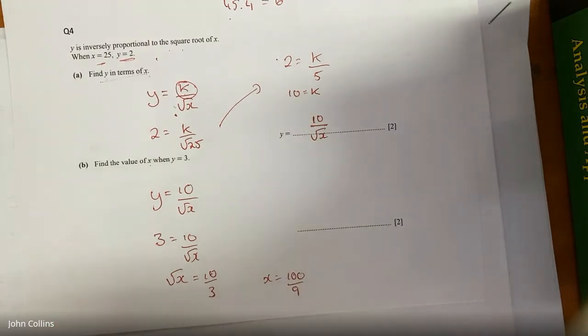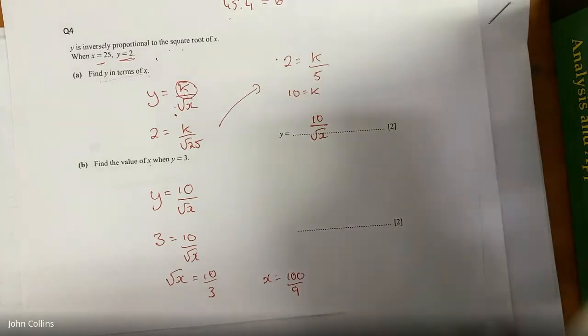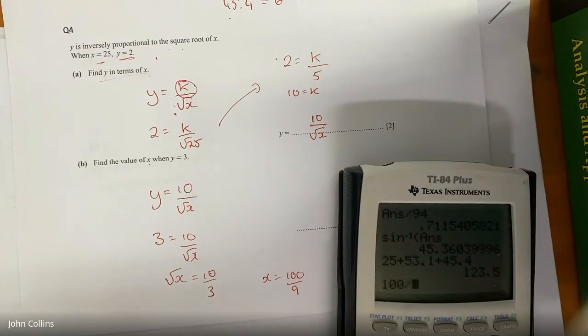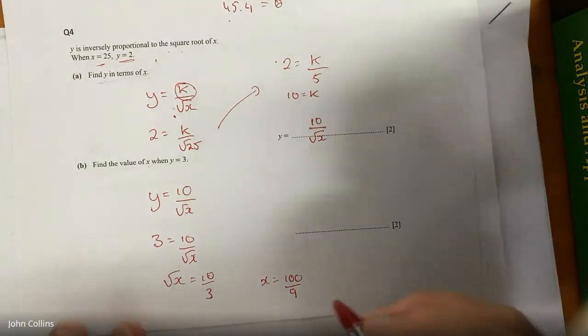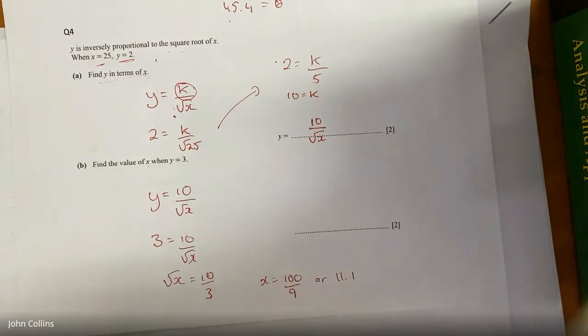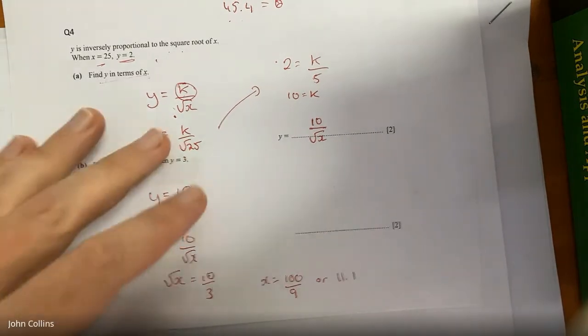Now you might have a decimal there. It's going to be recurring. It's not 11.1 all the way. Either's fine. Oh, and then we get to the next part.